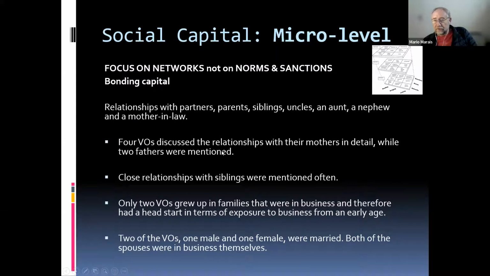Unfortunately, in South Africa, we have a lot of broken relationships. Their siblings were supportive. The younger sibling would work in the shop. Only two VOs actually grew up in families that were in business, and therefore had a head start in terms of exposure to business. And as I said, two of the VOs were married, and their spouses were also in business, and that was a big advantage.